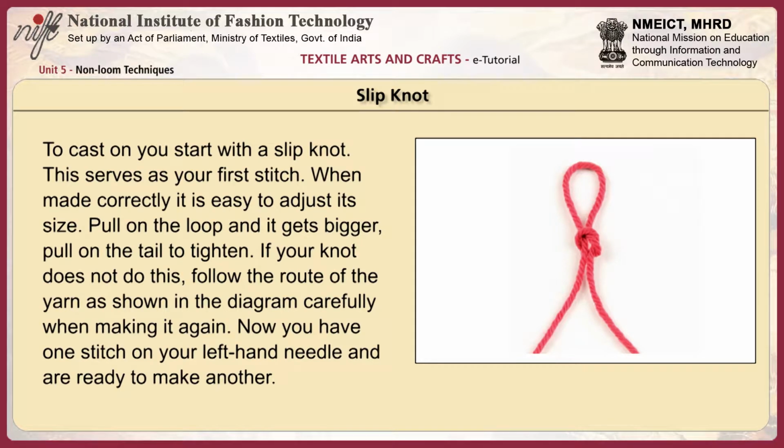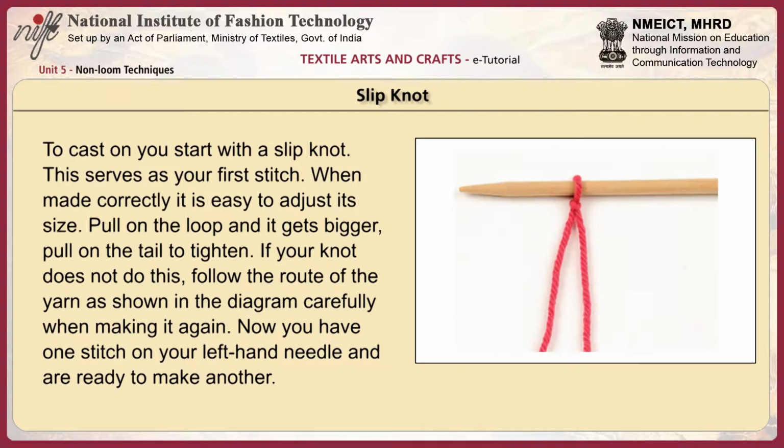To cast on, you start with a slip knot. This serves as your first stitch. When made correctly, it is easy to adjust its size. Pull on the loop and it gets bigger. Pull on the tail to tighten. If your knot does not do this, follow the route of the yarn as shown in the diagram carefully when making it again. Now you have one stitch on your left hand needle and are ready to make another.